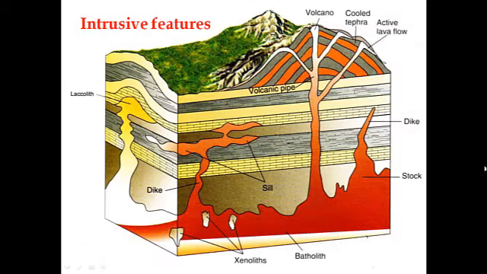Now we look at some intrusive features made by volcanic activities. As you can see, this is a cross-section or 3D view of a volcanic region. In this picture, we'll understand the different intrusive features formed due to solidification of molten material inside the earth's crust or very close to the earth's crust. These shapes are mainly formed due to the solidification of magma.